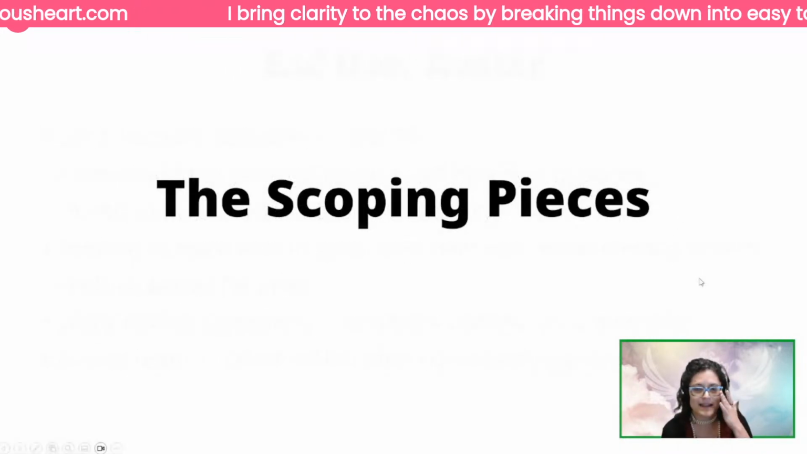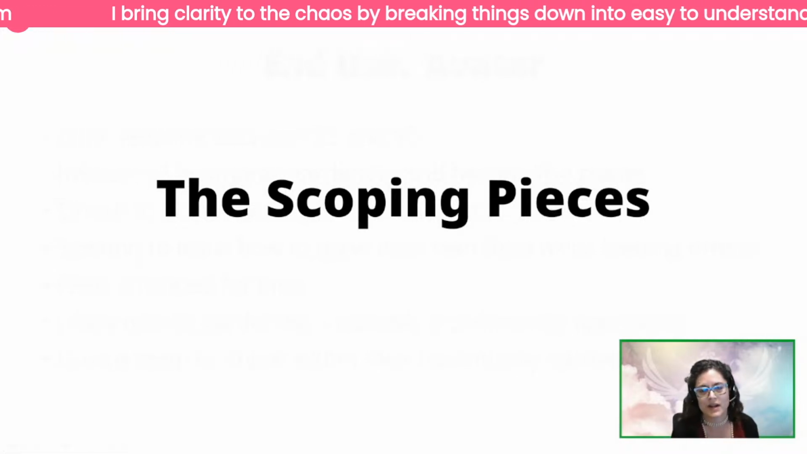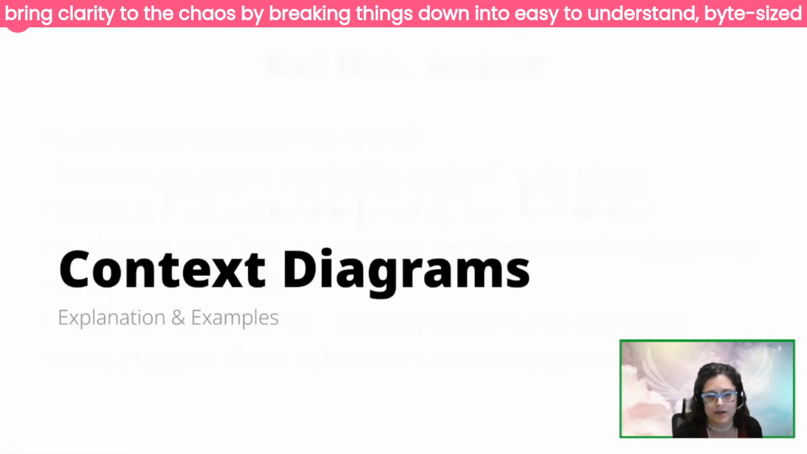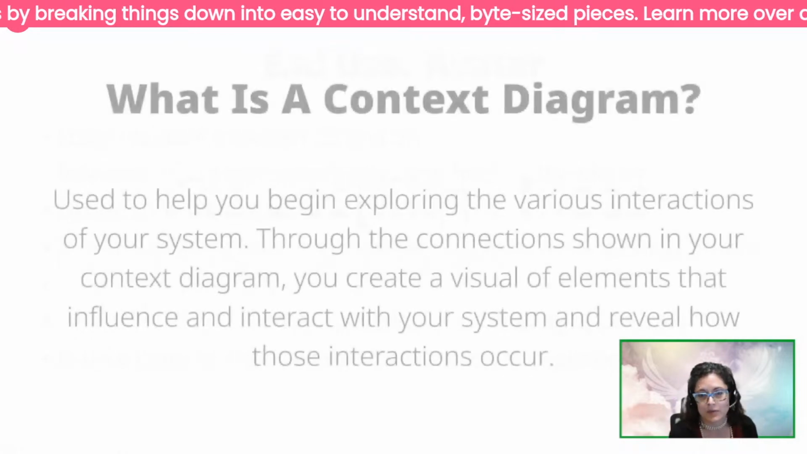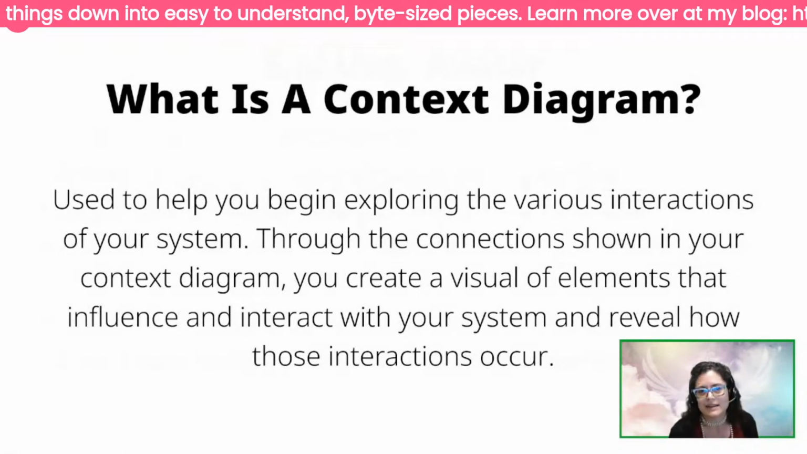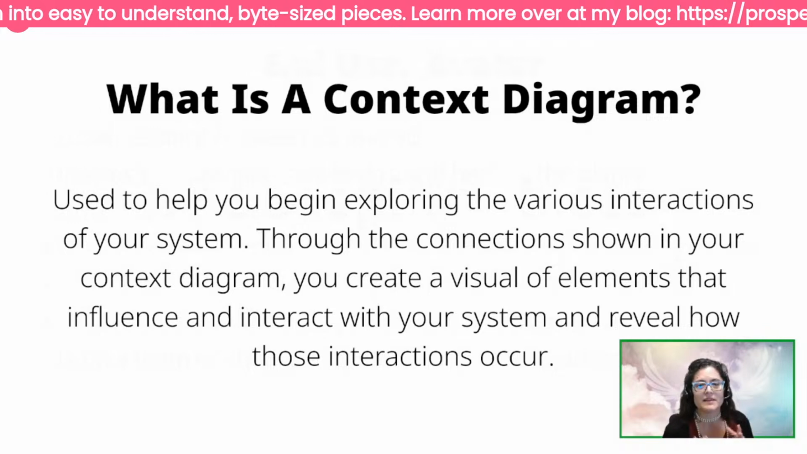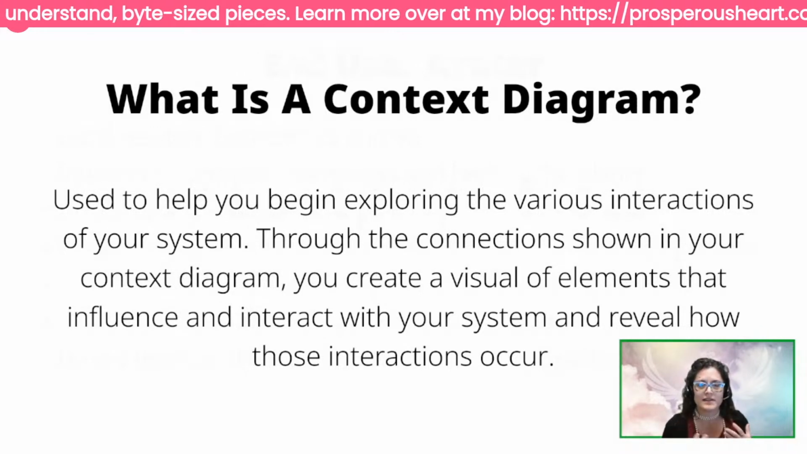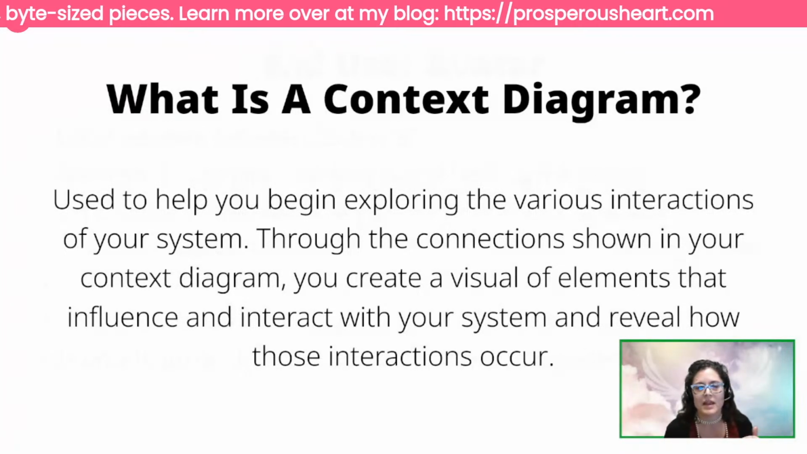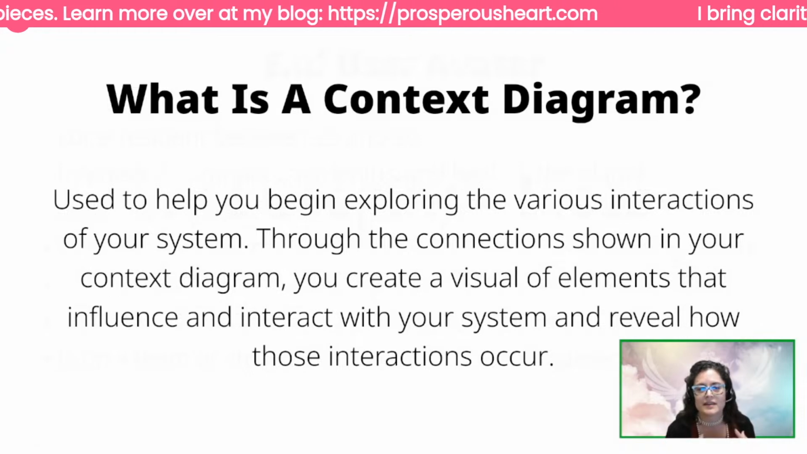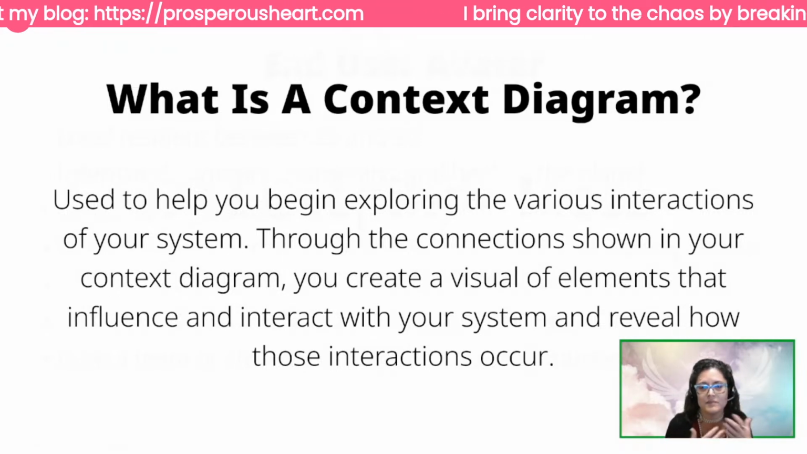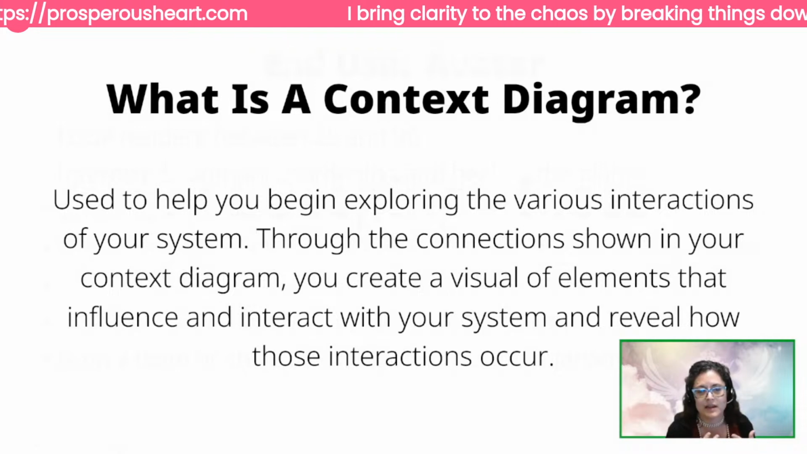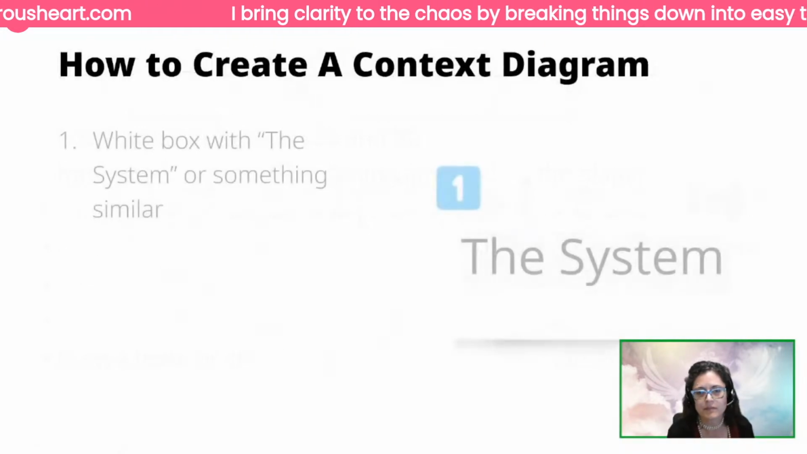So the scoping pieces. Again, I'm only going to cover one piece in today's training, and that is context diagrams. I'm going to talk about what they are and show you a few of the examples which I've made. So what exactly is a context diagram? It's basically used to help you explore various interactions within your system, and through those connections, determine how things should be worked with amongst those interactions.